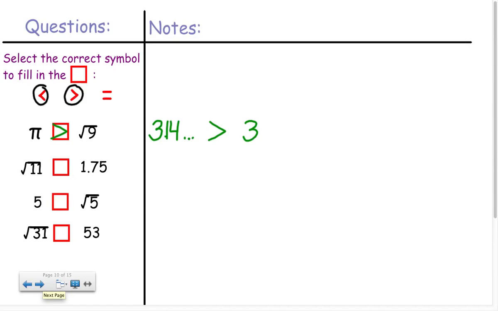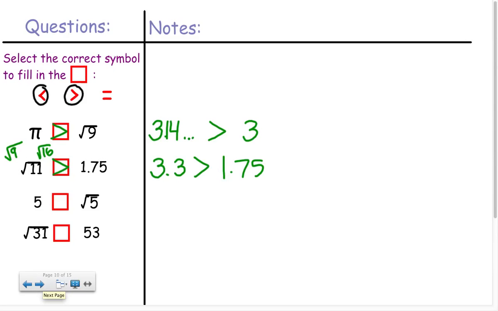Square root of 11, let's find out what that should be as a decimal. Well, my smaller square root is 9, my bigger one is 16, so it's somewhere in between 3 and 4, closer to 3 than 4, so let's say 3.3, and then we have 1.75. 3.3 is bigger than 1.75, so I'm going to put a greater than symbol in.